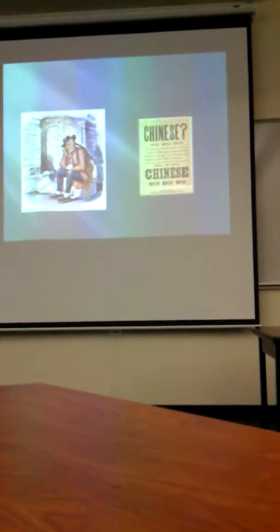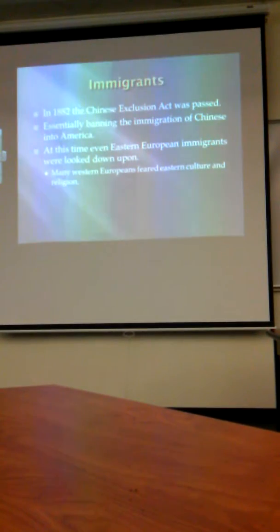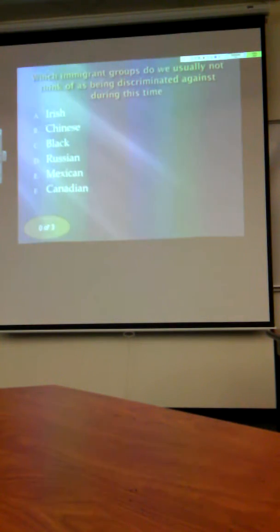So here we have a picture of some discrimination against especially Chinese immigrants in the West, mainly in California. And the Chinese Exclusion Act in 1882 effectively made it illegal for Chinese immigrants to come to the United States. This will have bigger implications for the global market, especially with later relations between China and the US, especially during the communist takeovers in the 1940s and 50s. So, which immigrant group do we usually not think of as being discriminated against during this time?